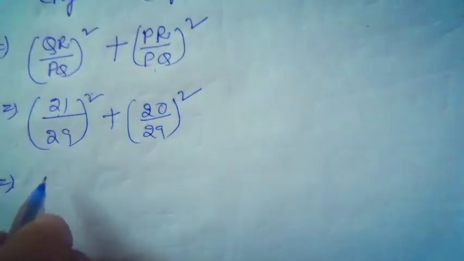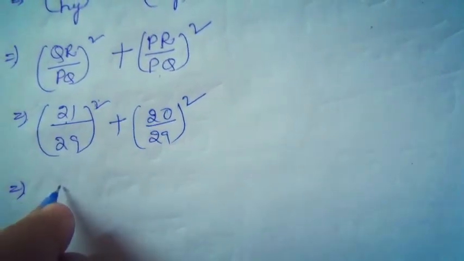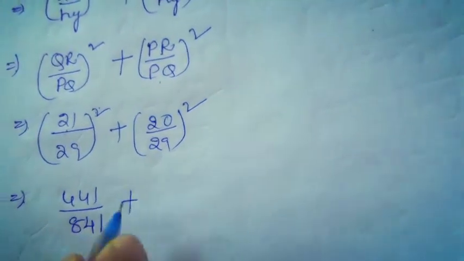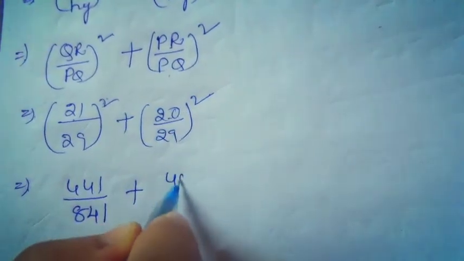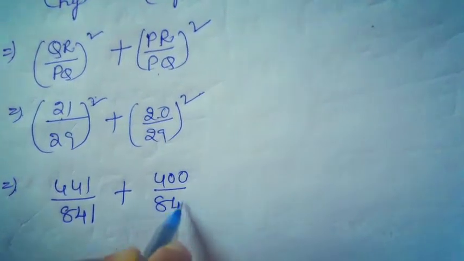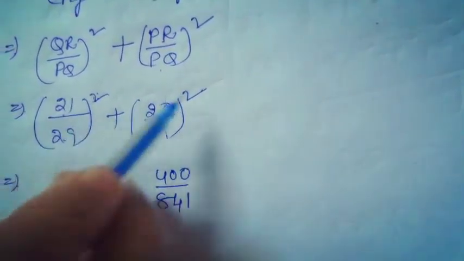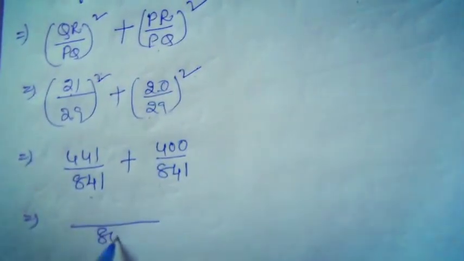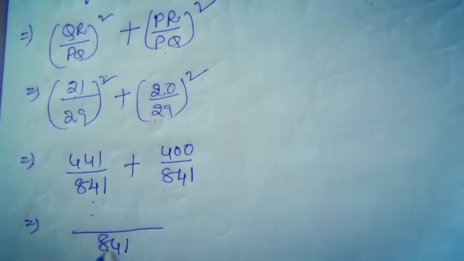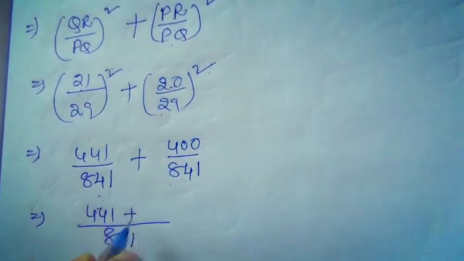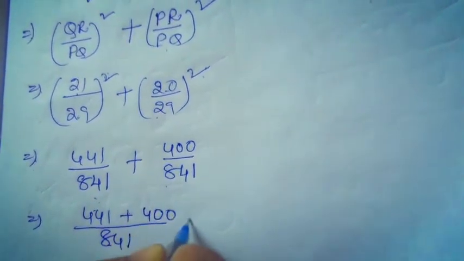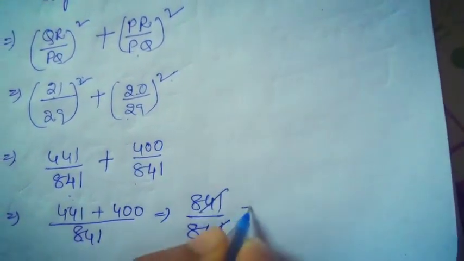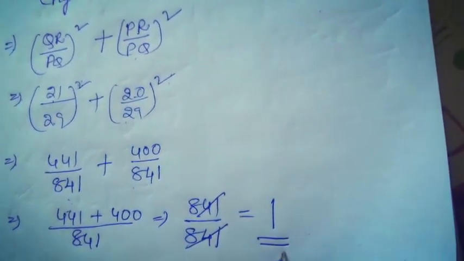to, so square, so 21 square means 441 by 841 plus 20 square means 400 by 841. So square for both the numbers, that is equal to LCM of this one, 841. So both the denominators are same, we have to add the numerators. That implies 841 by 841. When you cancel this, the value you get is 1.